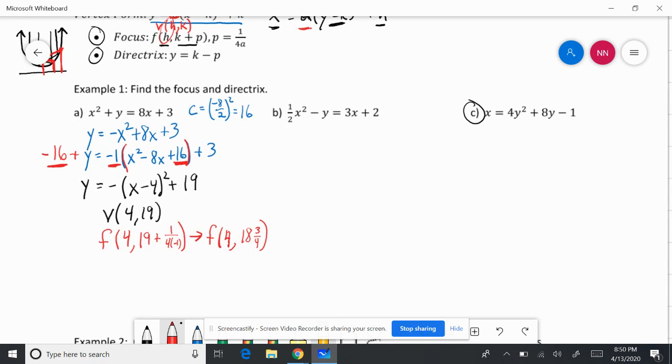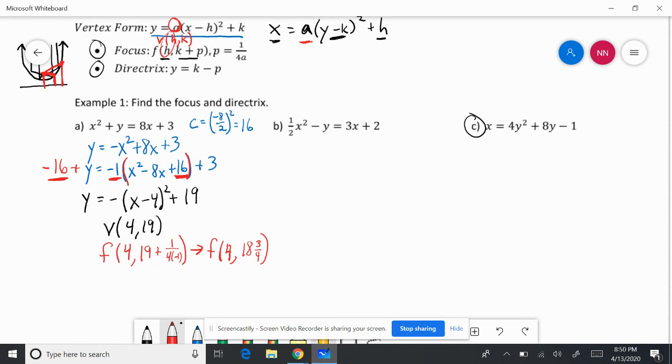Now, finding the directrix. The directrix is always either a horizontal line or a vertical line. In this case, because it's y equals, it's going to be a horizontal line. And it's our k value, which is 19. And this time we're going to subtract the p value, which, since this is negative 1/4, when we subtract a negative, it becomes a positive. So our horizontal line is 19 and 1/4. So that's how we find our focus and our directrix.